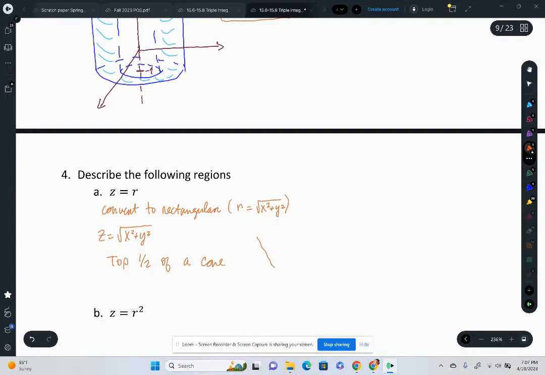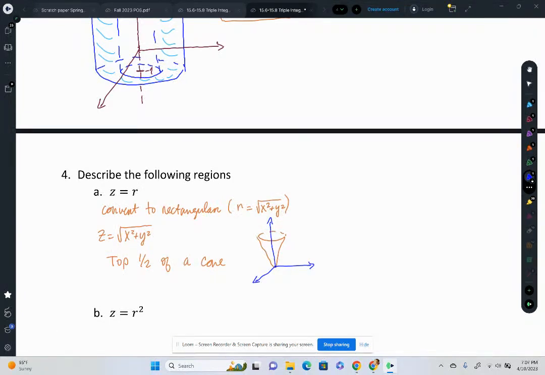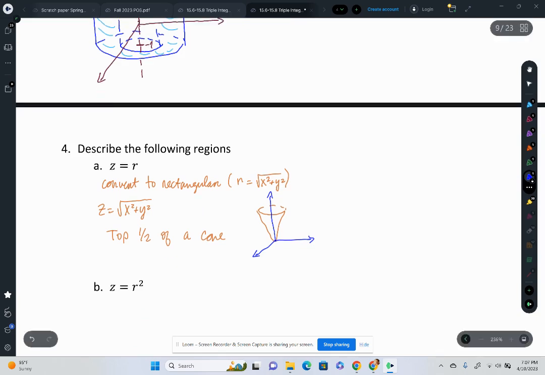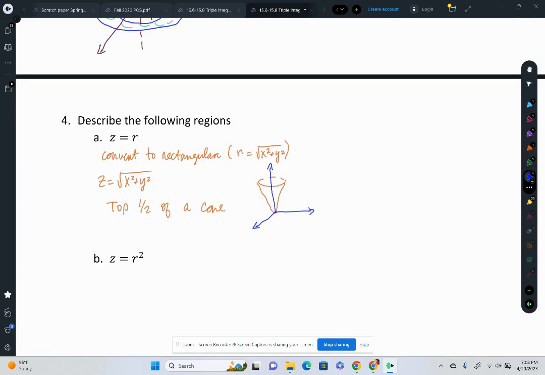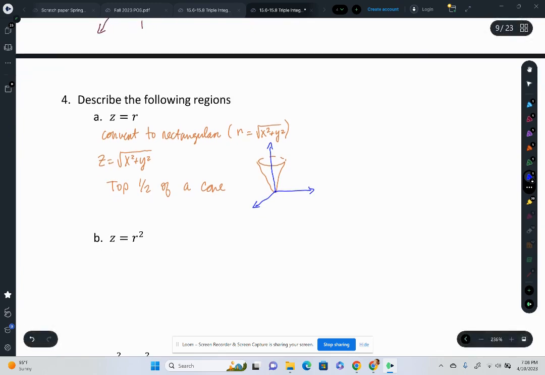That's it. It looks like this. It does extend forever, but we can't draw forever, so we just draw a non-infinite cone. But it looks about like that. That's the top half of a cone. Well, let's look at what z equals r squared might be. So z equals r squared, we have to remember that r squared, we can convert that to rectangular, and it is x squared plus y squared. So this gives me z equals x squared plus y squared.